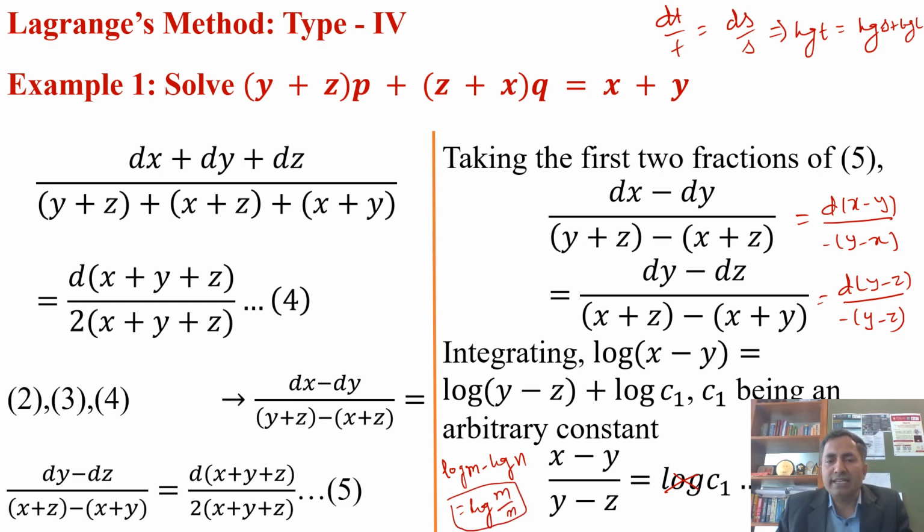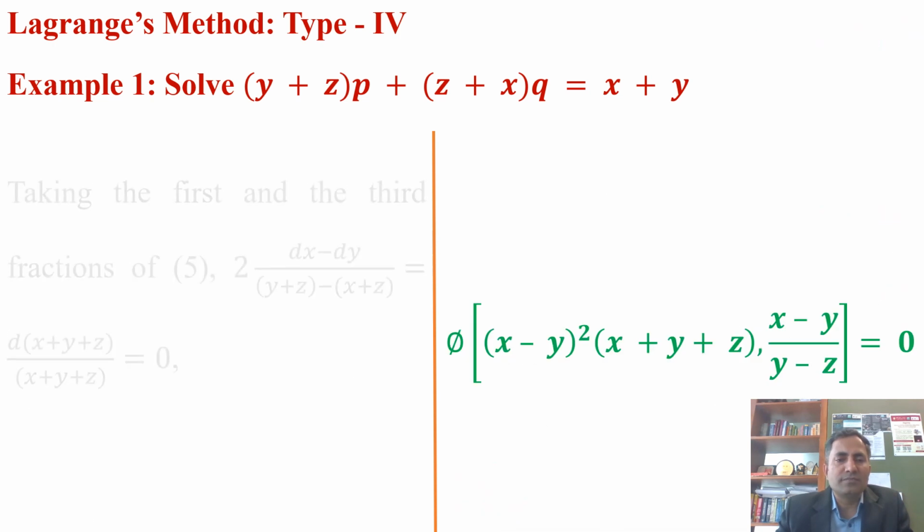So log of x minus y here, and this log of y minus z can be kept in the left hand side. So it will be log of x minus y minus log of y minus z. So this formula we have used. So x minus y upon y minus z is equals to c1 is your first solution. Again, another two fractions that you can select.